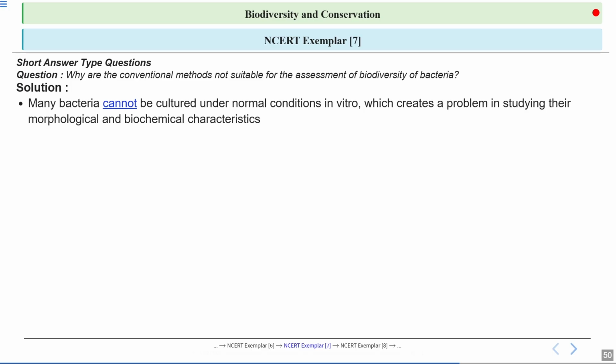physical structure and chemical processes, as these traits are usually observed when the organisms are alive and growing, but you are not able to culture them in the lab. This challenge limits our understanding of these bacteria, as we cannot easily examine their shape, size, or how they interact with other substances without being able to culture them.